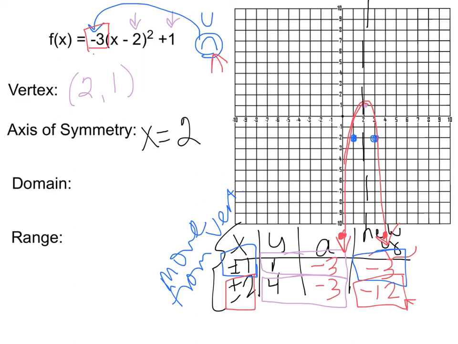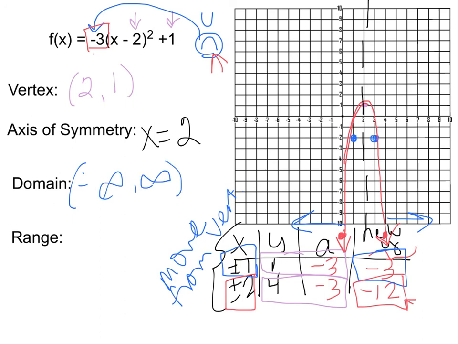Now, what about the domain for this quadratic? All real numbers. How do you know it's all real numbers? Yep, look at those arrows. Now, this is a super skinny graph, but those arrows still are going to go to the left and to the right infinitely. So my domain is going to go from negative infinity to positive infinity.